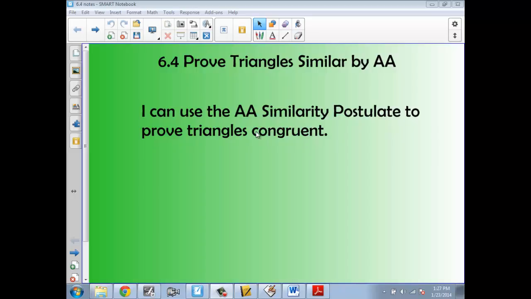What do you know about the word similar? Corresponding angles are congruent, corresponding sides are proportional. Look at you guys. Use theorems involving similarity about triangles. We're going to talk about one theorem today, and then we're going to build on that.